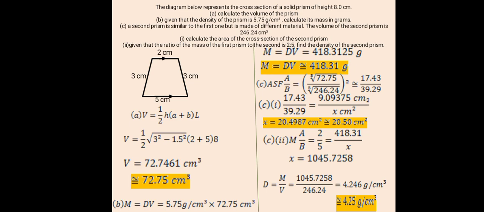The question continues to ask, given that the density of the prism is 5.575 grams per cubic centimeter, calculate its mass. We know that mass is equal to density times volume. So we had gotten the volume and we have been given the density. If we multiply the two, we get the mass to be 418.3 grams.